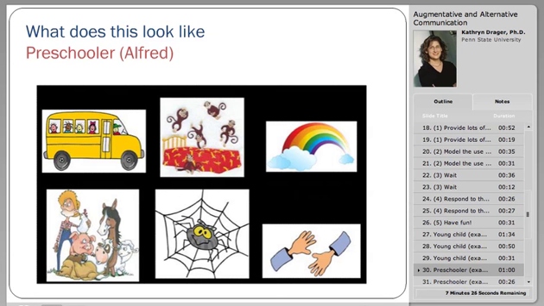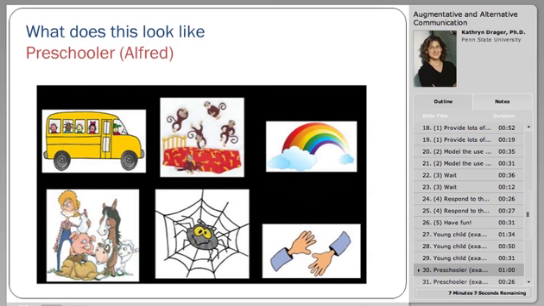While visual scene displays are an excellent introduction for children new to AAC, over time a child may switch to a grid display in which symbols are organized in rows and columns. What might this look like with an older child? Consider Alfred, a 4-year-old boy with autism.